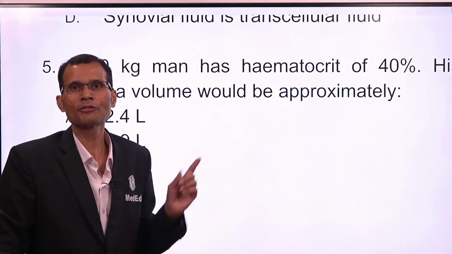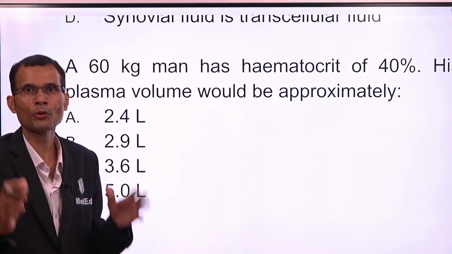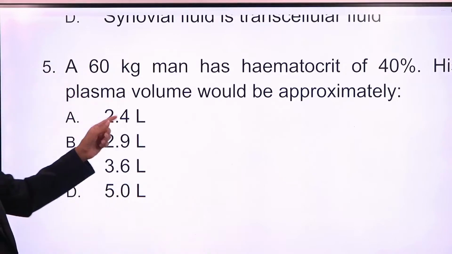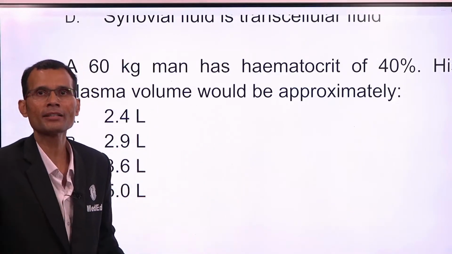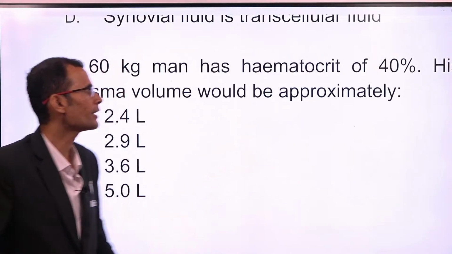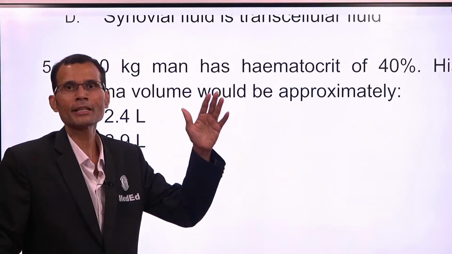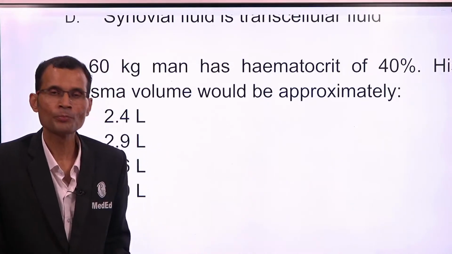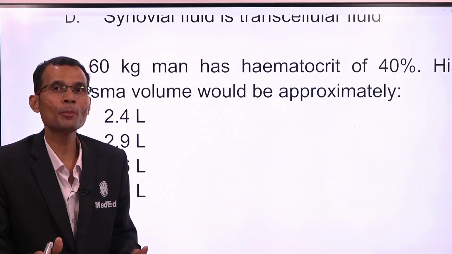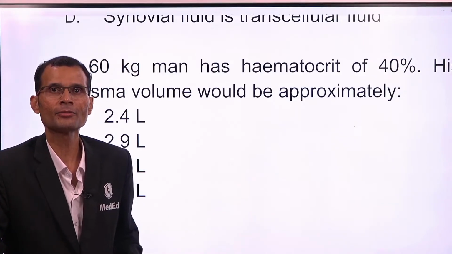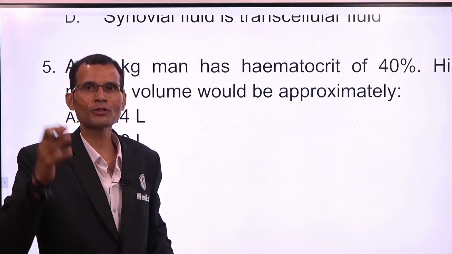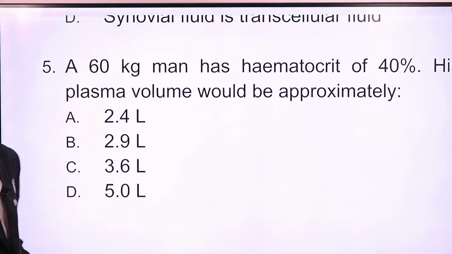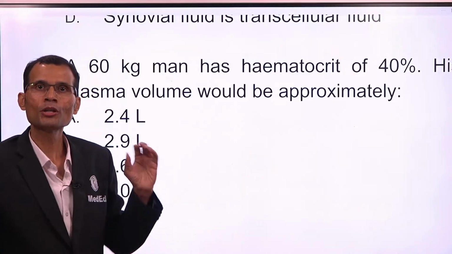Okay, this is the MCQ that I was referring to. I am not going to stop here because we want to save time today. Just for your solving of the MCQ, a 60 kg man has hematocrit of 40%. His plasma volume would be approximately how much? Now look, there are two ways of solving this. I told you just now, plasma volume is how much? 5% of the body weight. Didn't I tell you just now? 5% of the body weight is the plasma volume. So 5% of the 60 kgs and your answer will be clear. So that's the answer.